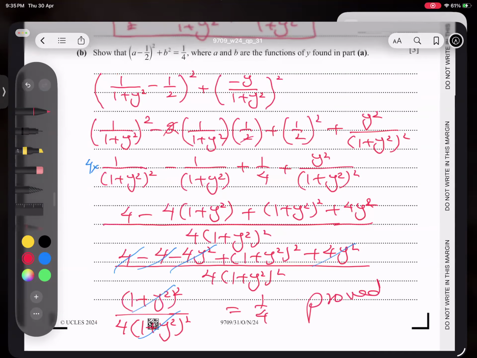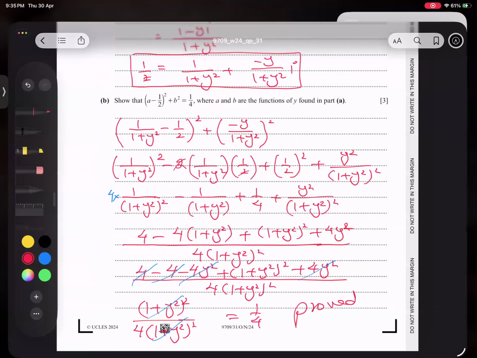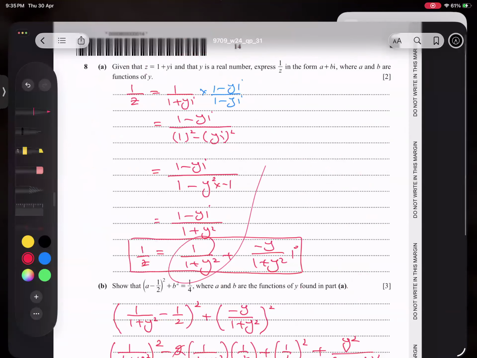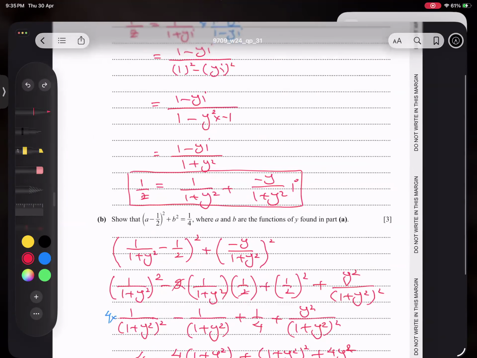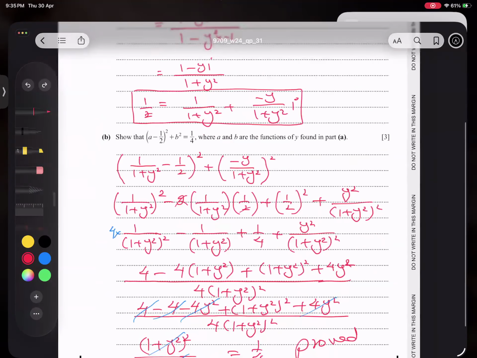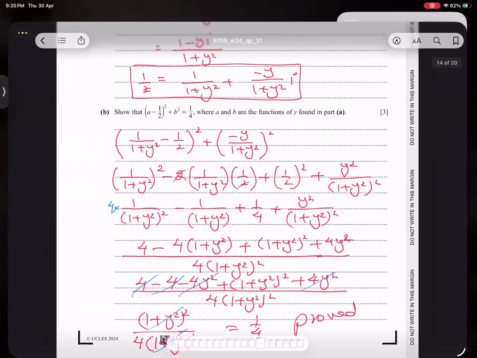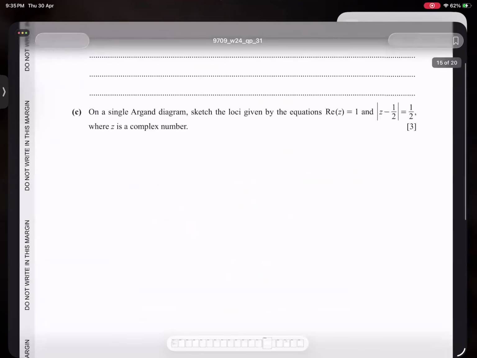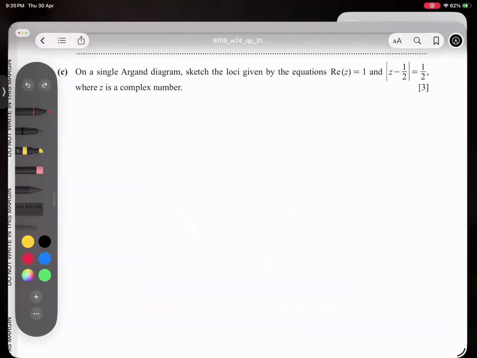I hope the concept is clear. Though we have another way also: if we assume this equals A and this equals B, then we can replace there and get the second method as well. But I have done it directly, no problem. Let's go for the next question. The next part is: on a single Argand diagram, sketch the loci given by these equations.